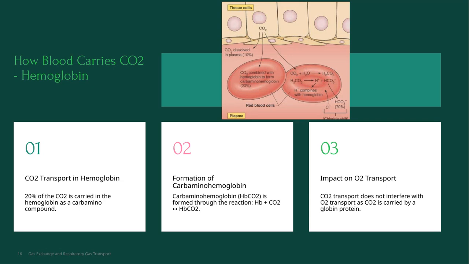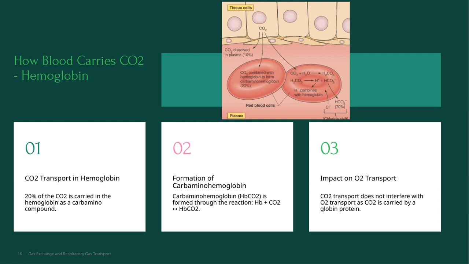Now, let's talk about how carbon dioxide, or CO2, is transported in the blood, specifically when it binds to hemoglobin. About 20% of the CO2 in our blood is carried in this way, forming what we call a carbamino compound. This is an important part of how our body efficiently removes CO2 from tissues and delivers it to the lungs for exhalation. The formation of this compound, known as carbaminohemoglobin or HbCO2, occurs through a simple reaction.